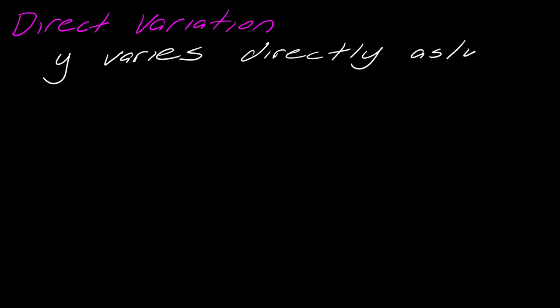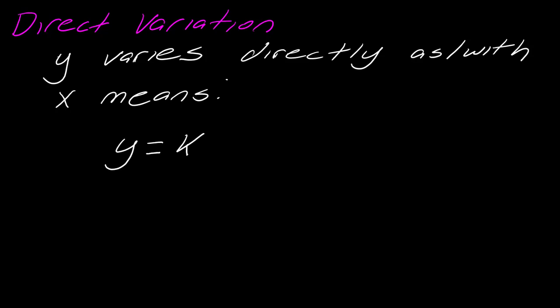These have a very specific flow to the definition. It always starts with "y varies," and then whatever type of variation we're talking about comes next. So y varies directly as or with x means y equals kx, where k is a constant. We call it the constant of variation.